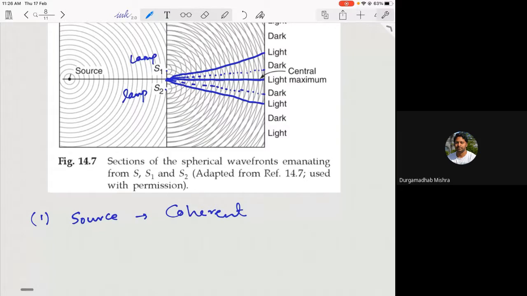But in general, the lights which are interfering should have a relationship between their phases that is well defined. Otherwise, they will never interfere. So any incoherent source will never interfere, irrespective of the time. It has to be coherent. Okay, is it clear?